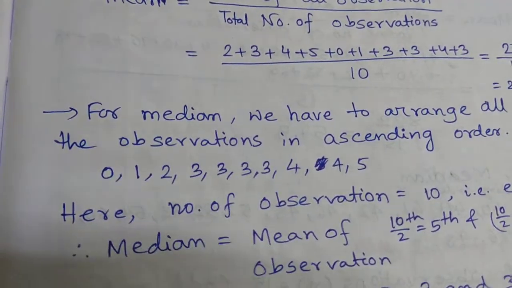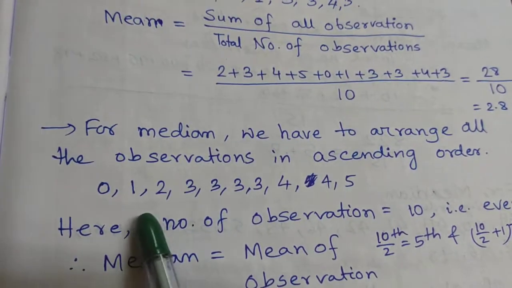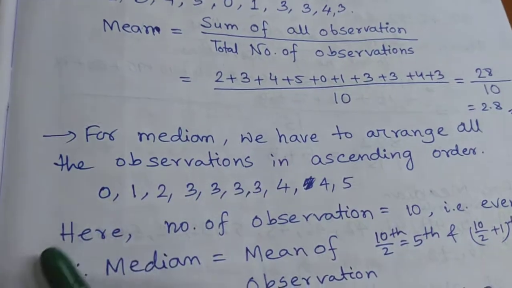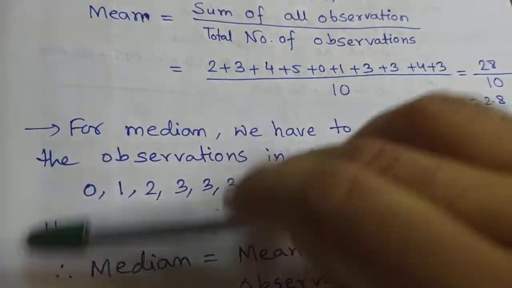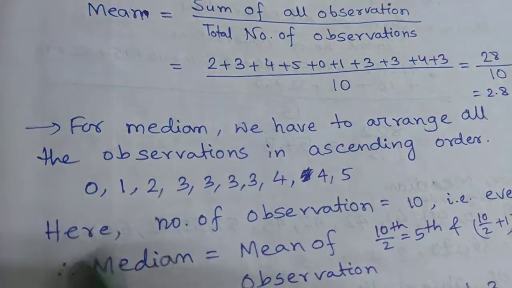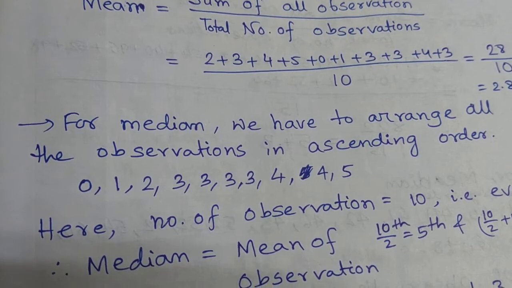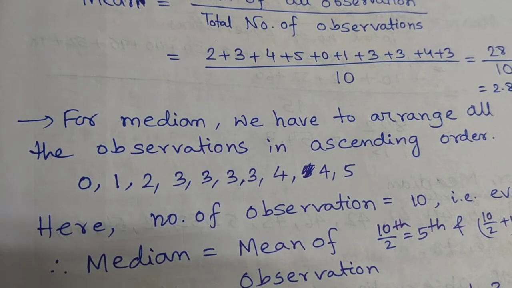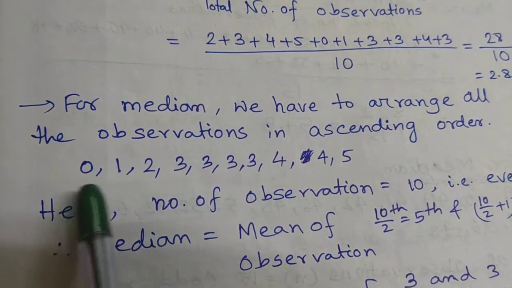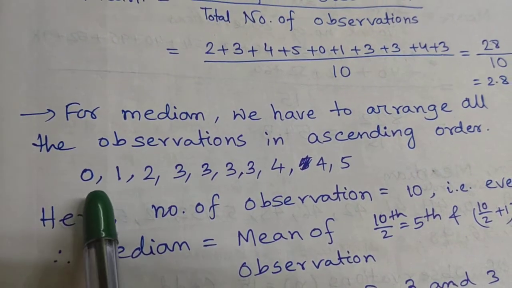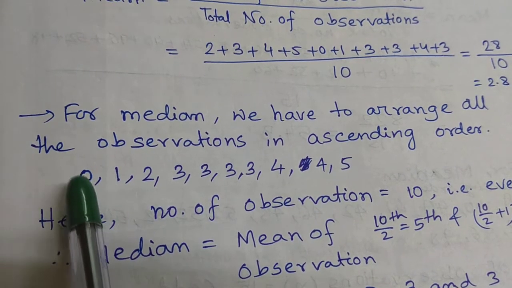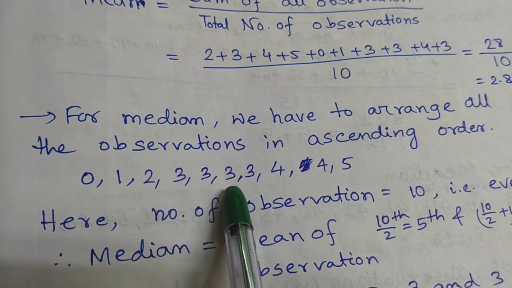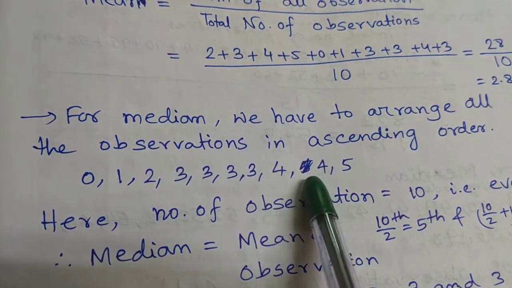Now for the median, we know that we have to arrange the observations. These 10 observations are given. We have to arrange them either in ascending or descending order to find the median. Here I am doing it in ascending order. So if we arrange in ascending order, we get 0, 1, 2, 3, again 3, again 3, again 3, 4, 4, 5.